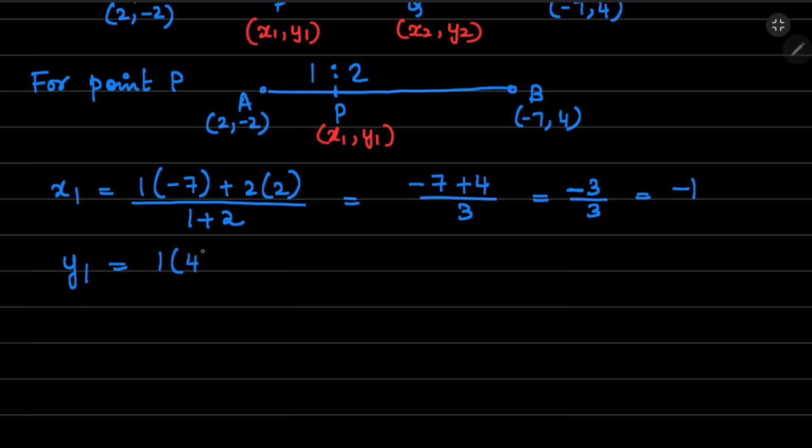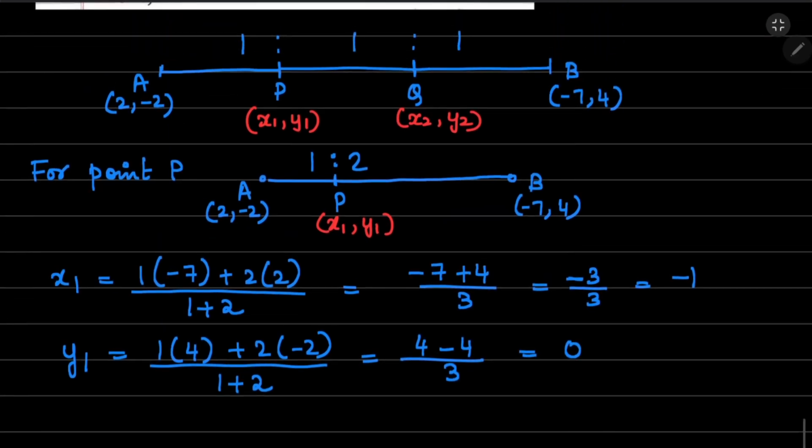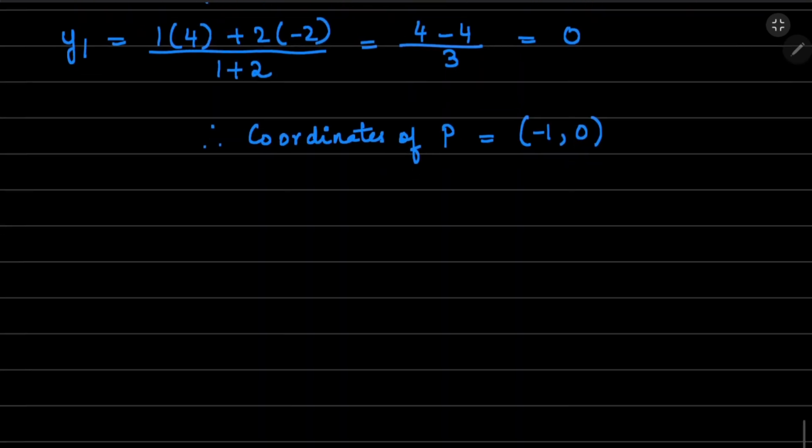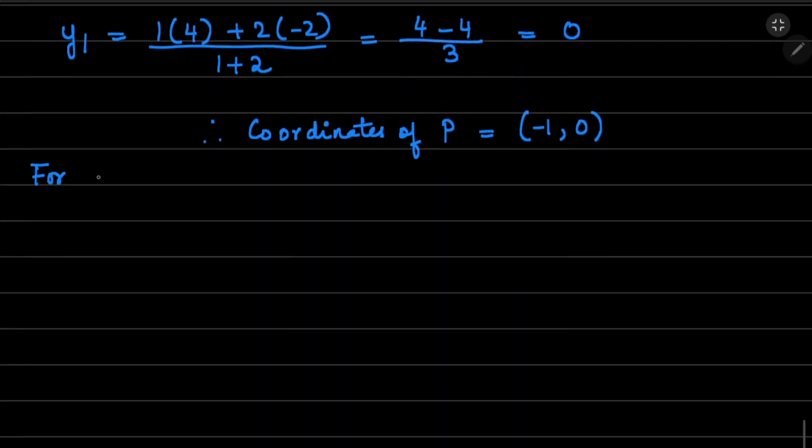Let's calculate what is y1 of the point P. Again, (1 into 4 plus 2 into minus 2) whole divided by 1 plus 2. So this is equal to (4 minus 4) by 3, which is equal to 0. So you have found out the coordinates. Therefore, the coordinates of the point P will be equal to minus 1, 0. Now let's do it for the point Q.